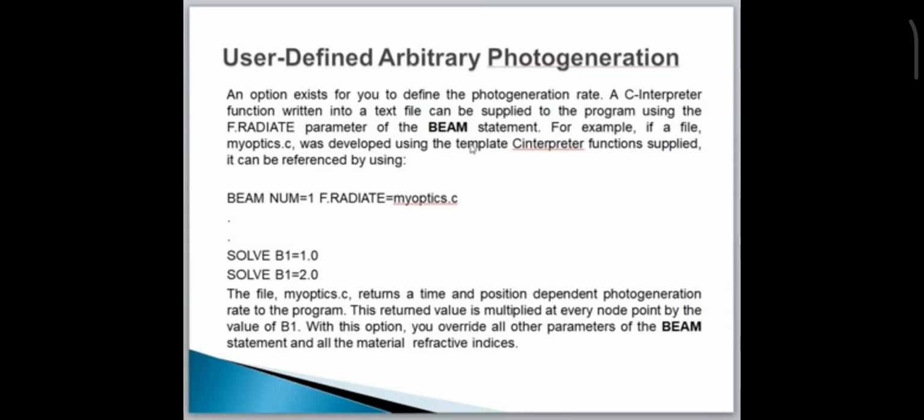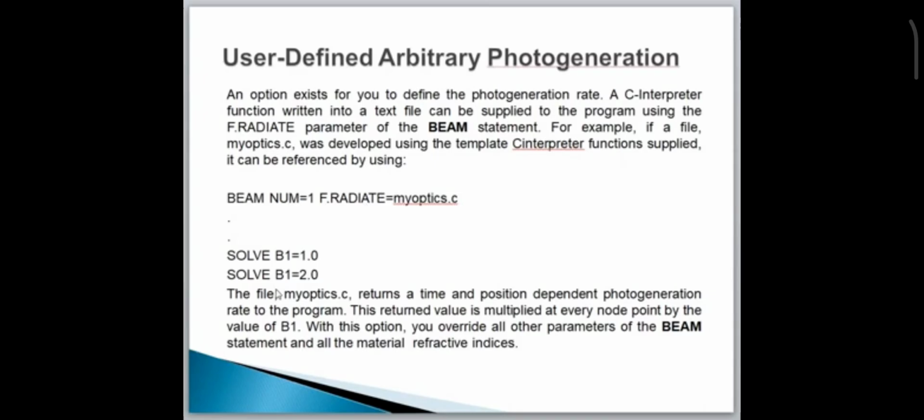For example, if a file myoptics.c was developed using the template C interpreter function supplied, it can be referred by using, then the beam number 1 f.radiate. I am calling my previously defined file in the C interpreter function. The name of the file is myoptics.c. Any file defined in the C interpreter function has the extension .c.